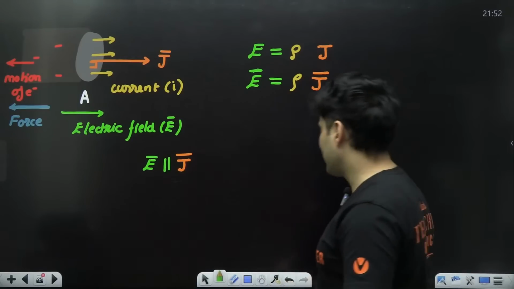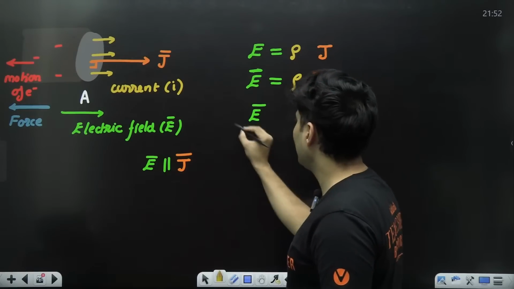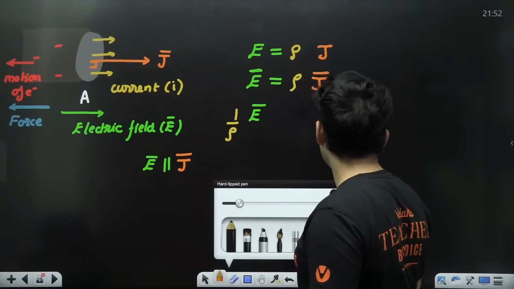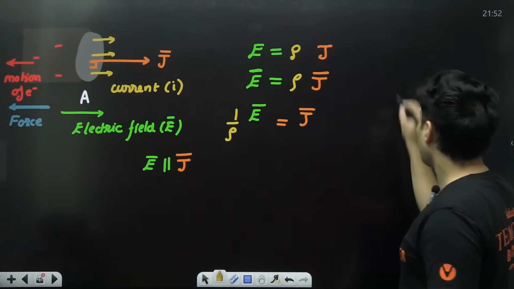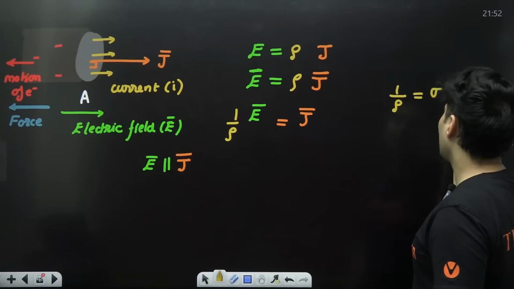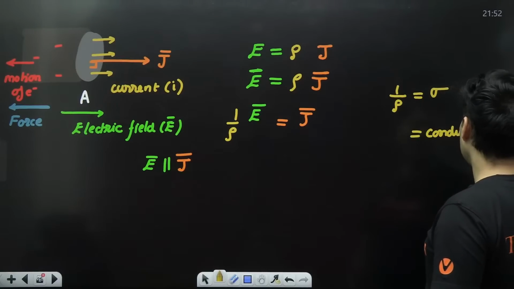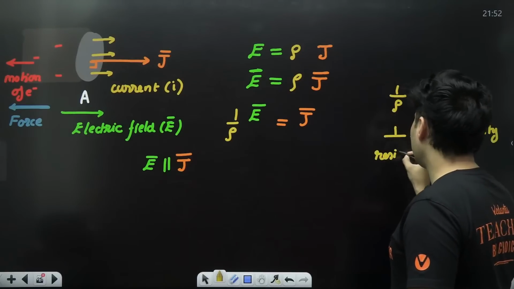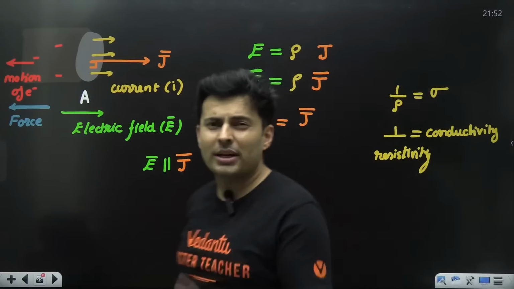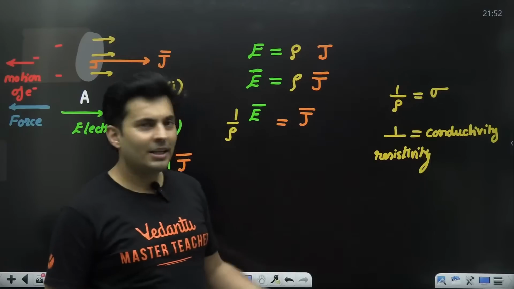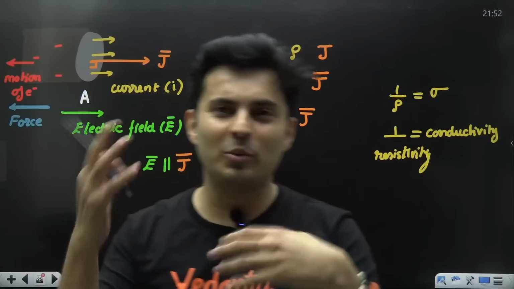Now what they do in the next step is they take this E bar and this rho, and they just put it over here, and they get J bar. This 1 by resistivity, they are calling it conductivity. So conductivity is 1 by resistivity. Meaning, if something is more conductive, it will have less resistivity. If something has more resistivity, it will have less conductivity. So they are just inversely proportional to each other.